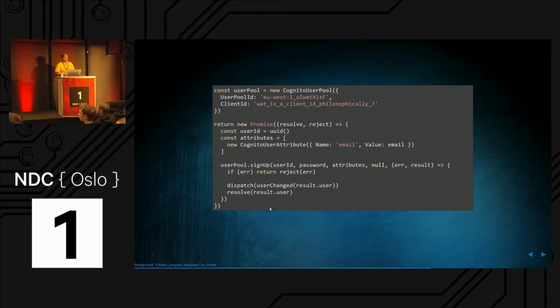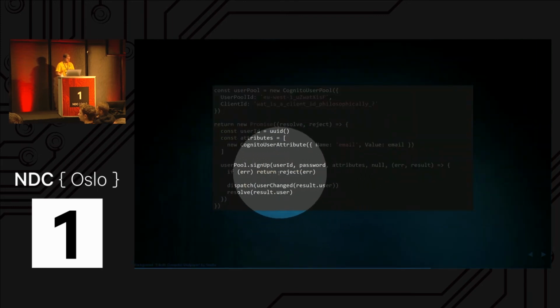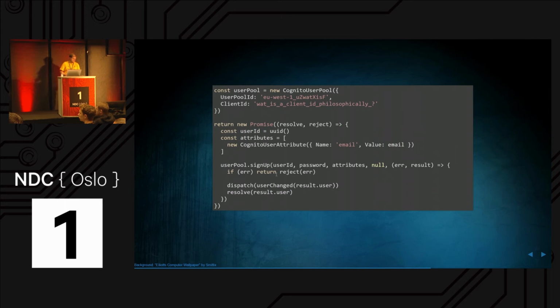This is signing up of a user. The important part is this function. So in our case, we're generating a GUID as our user ID. I'm just putting the user's email address in as an attribute.